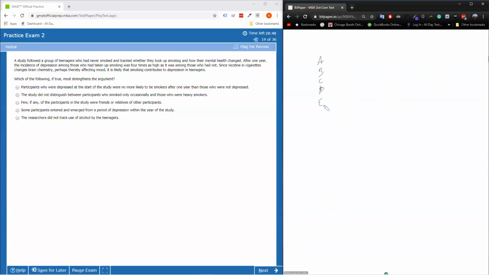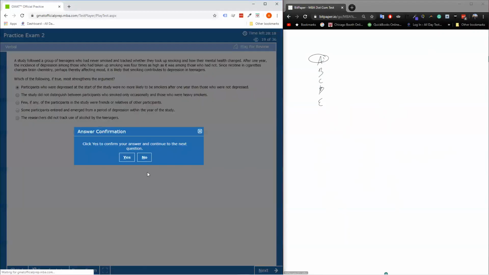So which of the following most strengthens the argument? Something that says they weren't more predisposed to depression before they started smoking. Participants who were depressed at the start of the study were no more likely to be smokers after 1 year than were those who were not depressed. So that's sort of exactly what I just said. Yes, let me go with A. Move on.